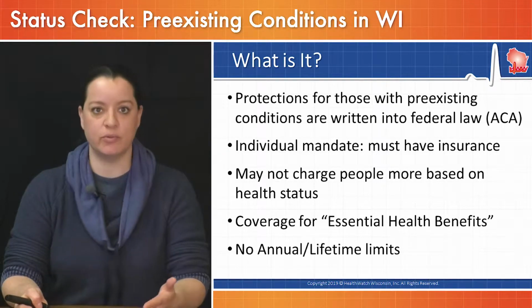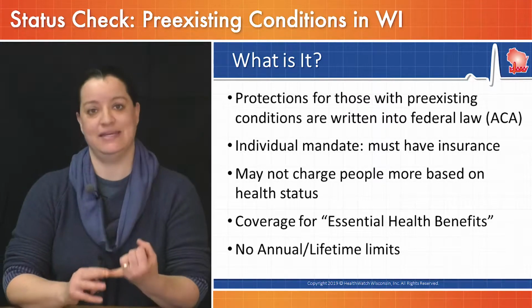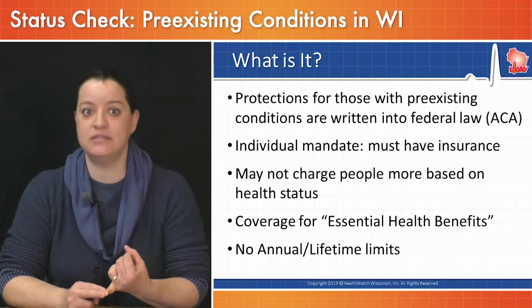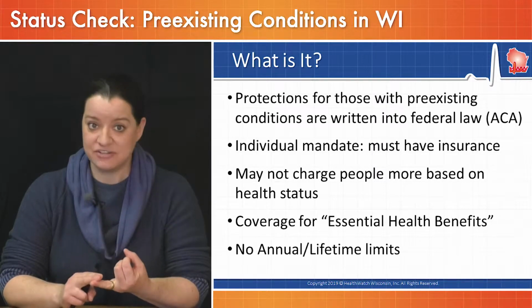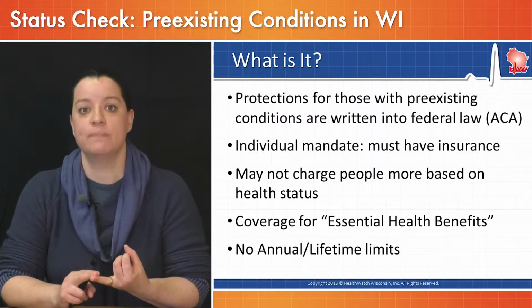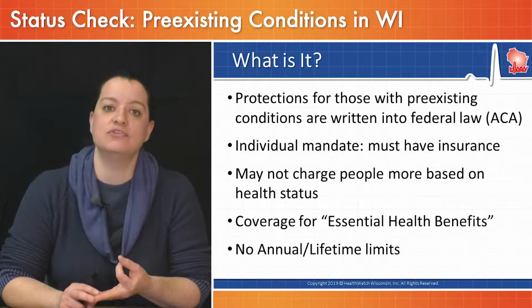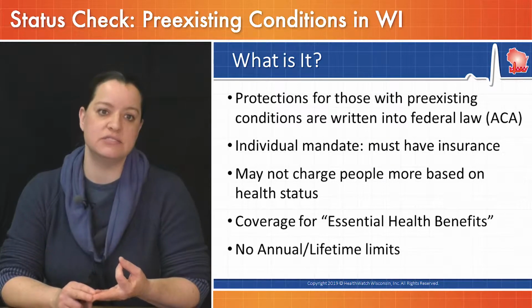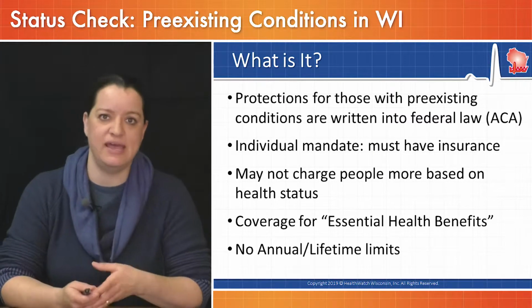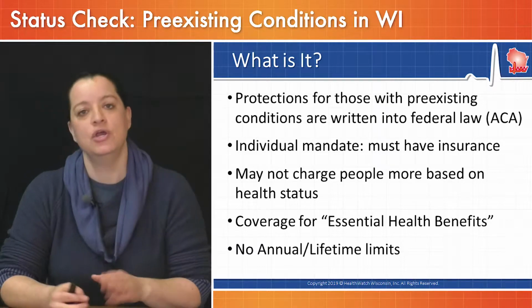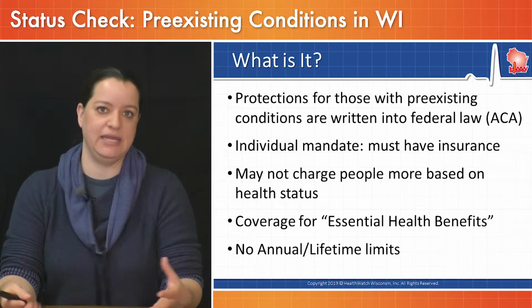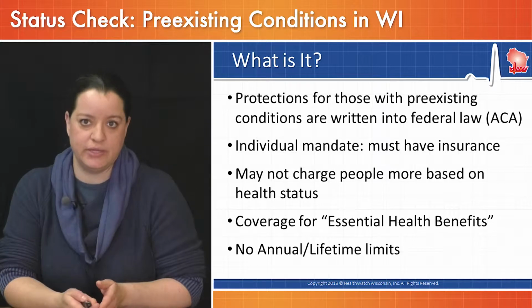It was written into the Affordable Care Act. The individual mandate says that everybody has to have insurance or pay a penalty. Insurance companies can't charge people with health conditions more for that coverage. And the coverage they get is good. It covers the essential health benefits. It's comprehensive coverage. And by the way, it doesn't have any lifetime limits or annual caps, so it's a robust health insurance plan. That's what's written into the Affordable Care Act.